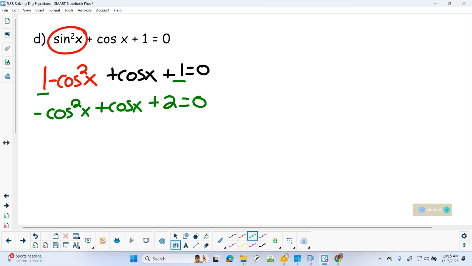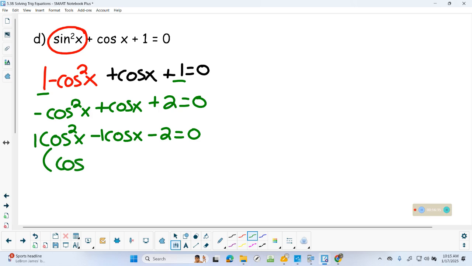Now, this is me. I think it's hard to factor. I think it's easy to make a sign error when you have the negative. You could just switch them. I'm going to rewrite it, of course, so it looks pretty. I'm going to change all these signs. Okay. Trinomial, lead coefficient 1. I just have to know my times tables. What multiplies to -2 and adds to the middle of -1? -2 and 1. I like it.